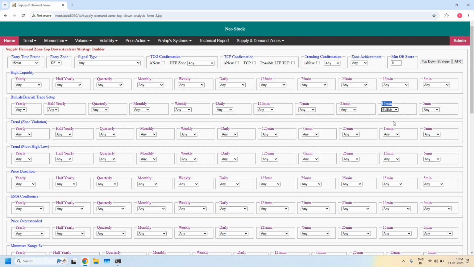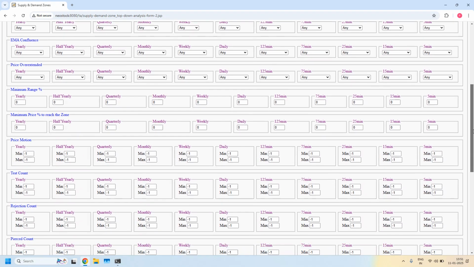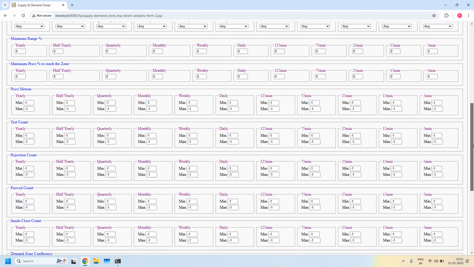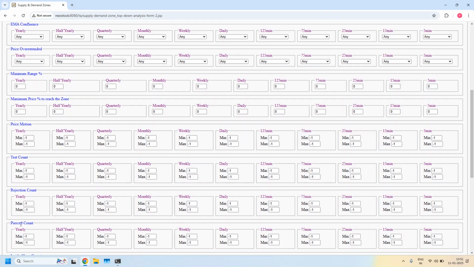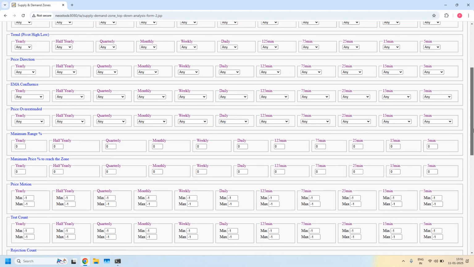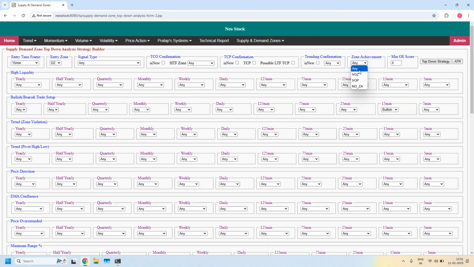Now let us apply 3 filters to the 15 minutes demand zone. First filter is pierced zones. The 15 minutes demand zone should not be pierced. So in the pierced count at 15 minutes time frame, the minimum value should be 0 and maximum value 0. That means pierced count is 0, so the zone is not pierced when you set this filter. Zone achievement is a violated opposing zone. Minimum odd enhancer score 12. And all 3 filters are applied to the 15 minutes demand zone.